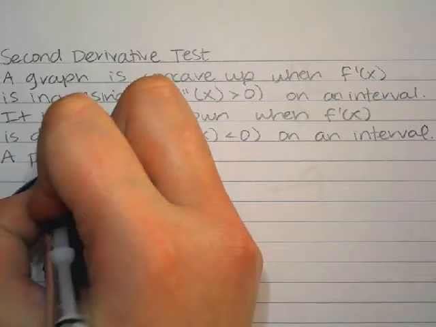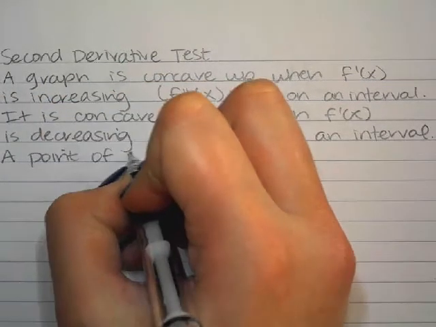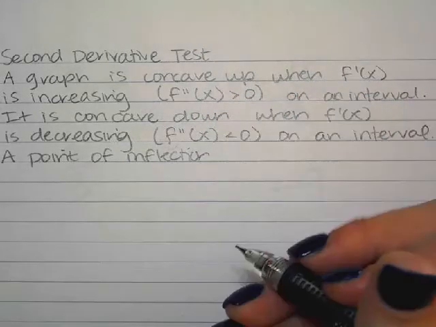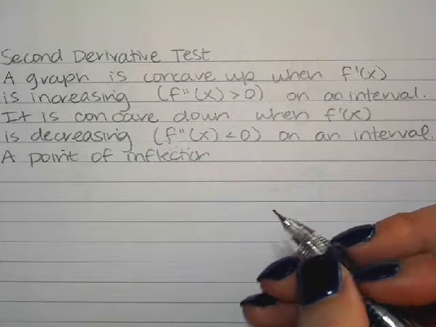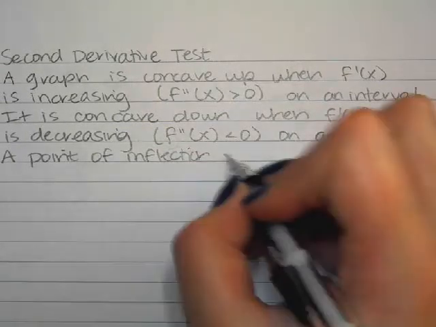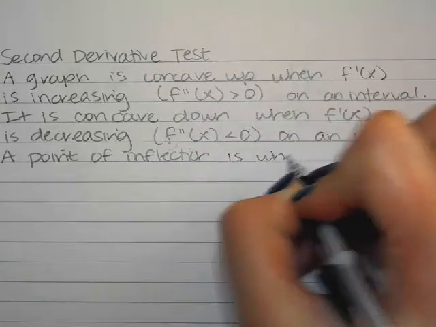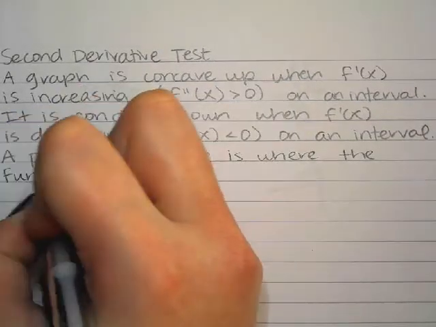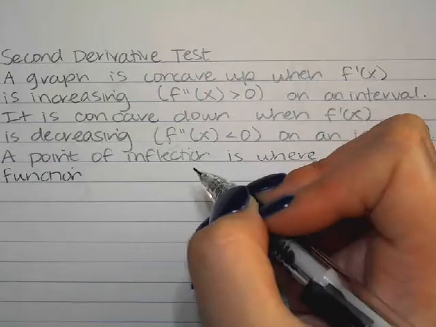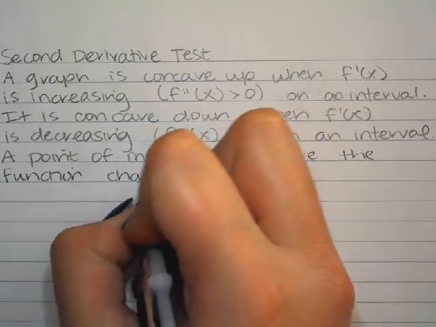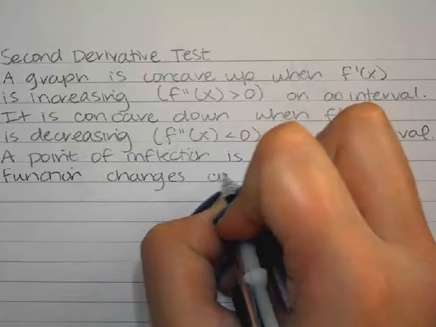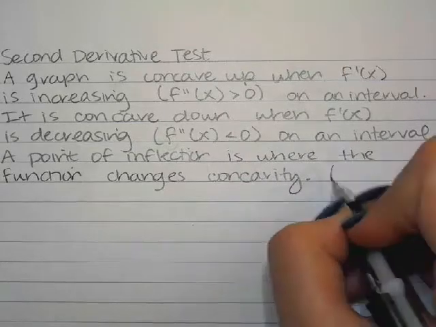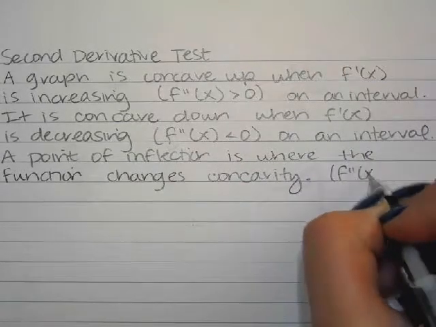A point of inflection. I keep calling it f sharp, which is ridiculous, but you know. A point of inflection is where the function changes concavity, which means that the second derivative is 0 there.